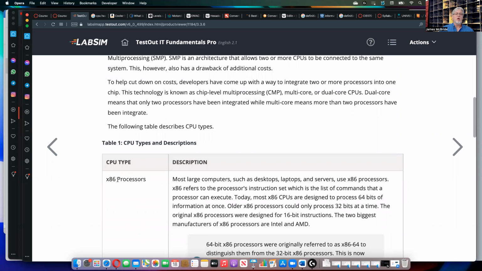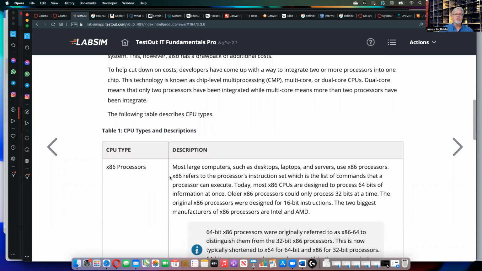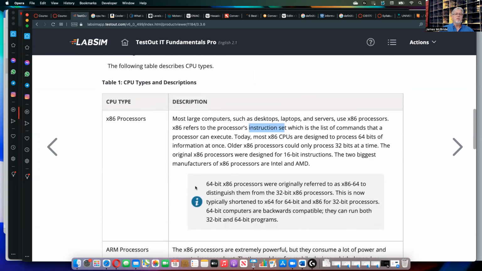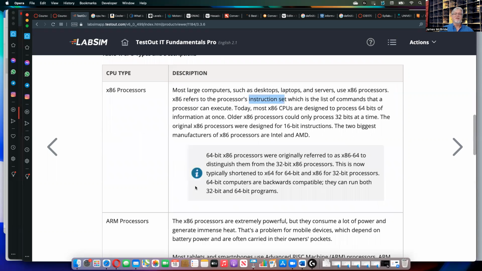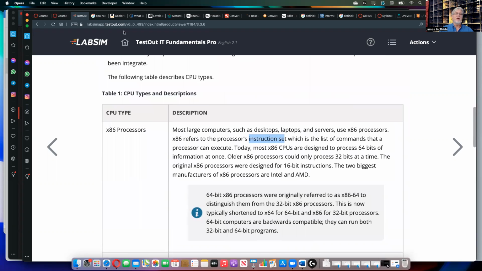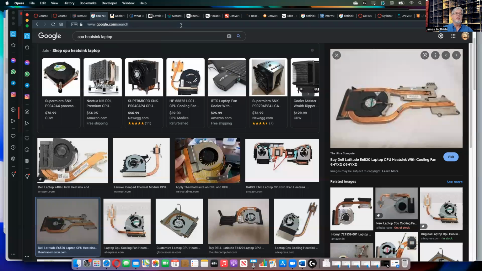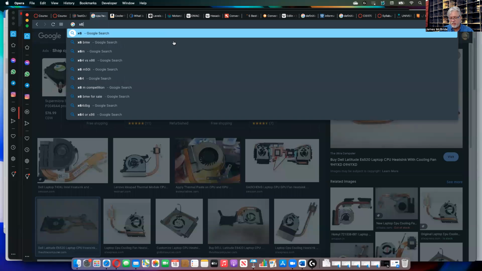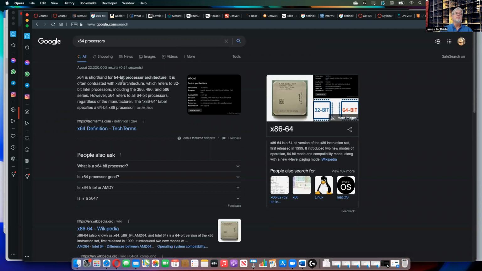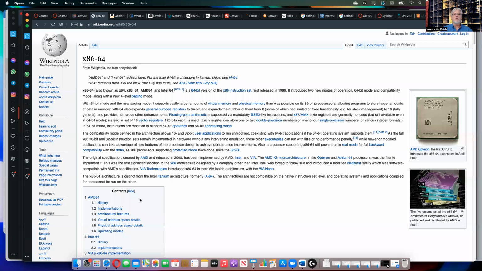So x86 processors, the x86 refers to, now that you understand this, the instruction set. So the x86, that's old school. We're going all the way back to the 80s for that. Now you will also see, and it's not showing it here, x64. So if we go out and look at x64, that's shorthand for the 64-bit processor architecture. And if you look at the Wikipedia here, this is what we're at.